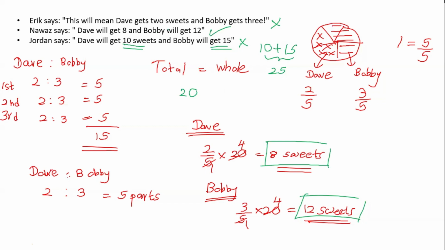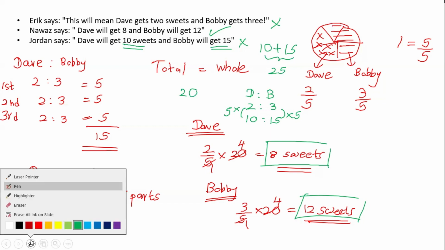Okay, and in this Jordan one, here it's Dave to Bobby. Earlier we had 2 to 3. Now it is 10 to 15. So that means both sides were multiplied by 5 times. If the total number of sweets were 25, of course this statement would be true. Okay, but here it is not true. So the answer is the second one.